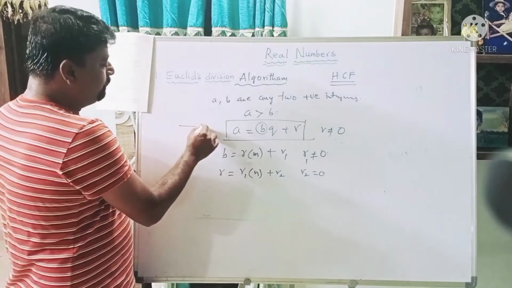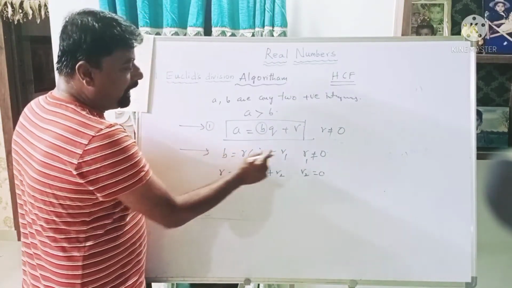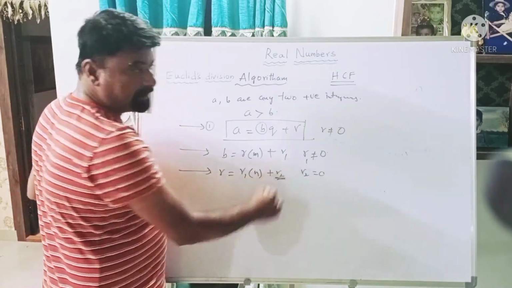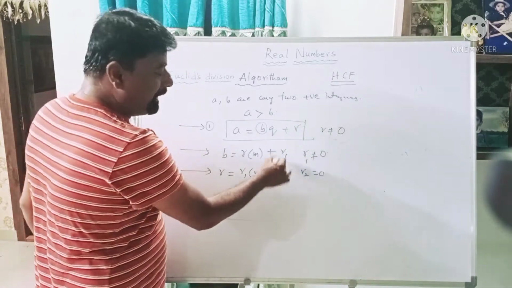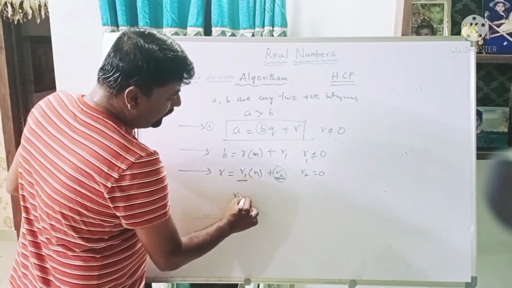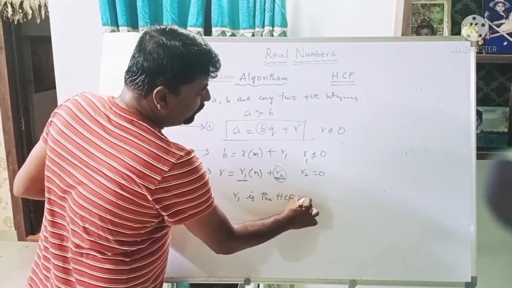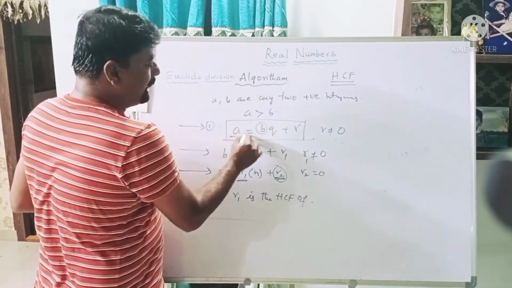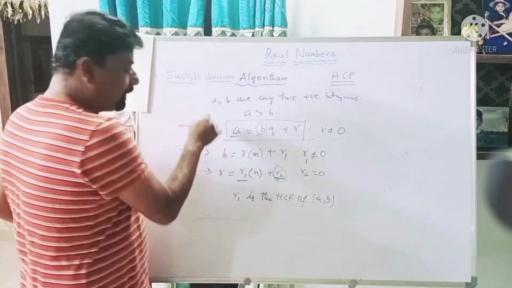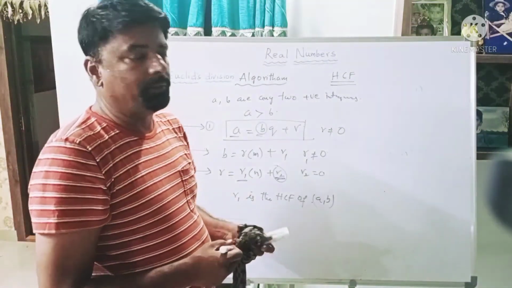So in the first step, R is not equal to 0. In the second step, R1 is not equal to 0. In the third step, R2 is equal to 0. So in the third step the remainder you are getting is 0. Therefore, this R1 is the HCF of the given two numbers A comma B. So these steps are called the algorithm. These are called Euclid's division algorithm.